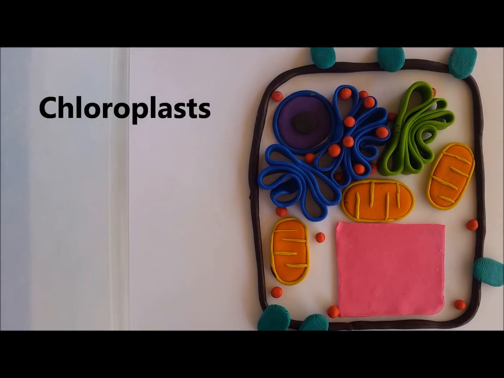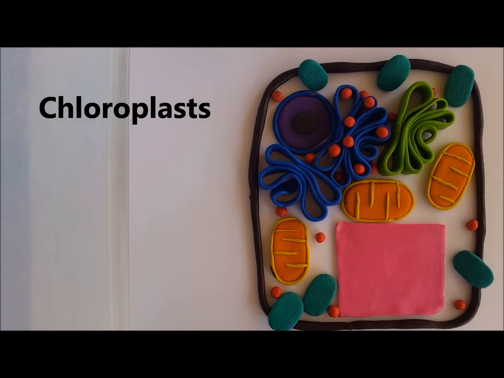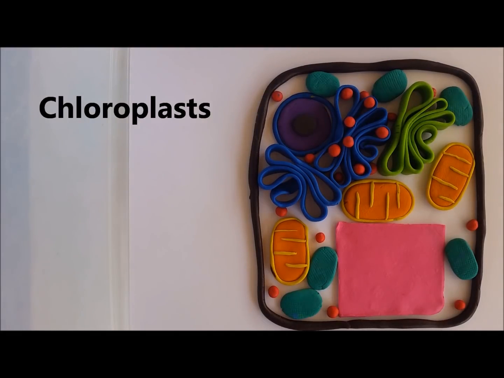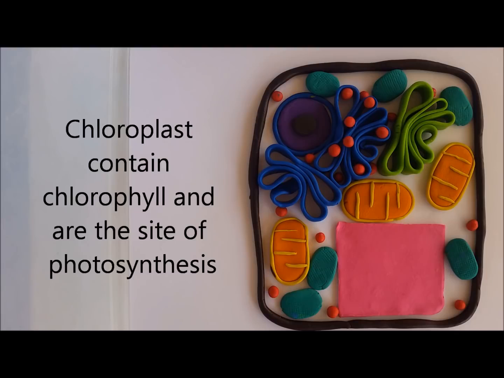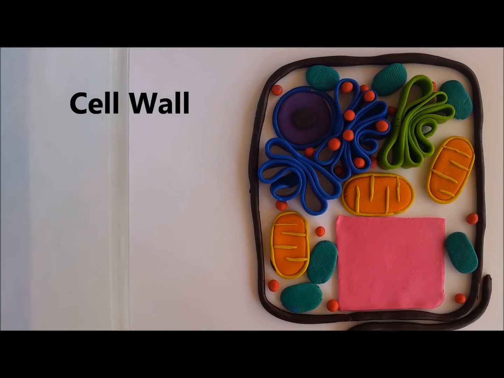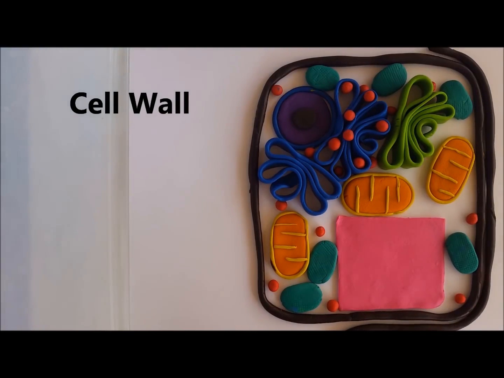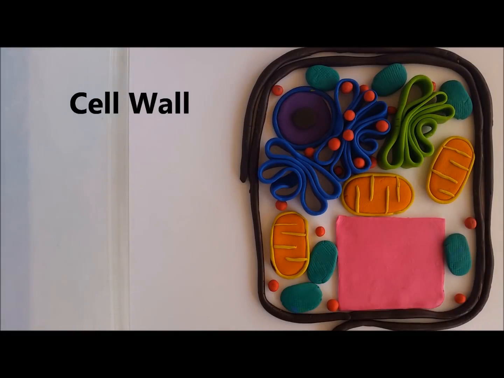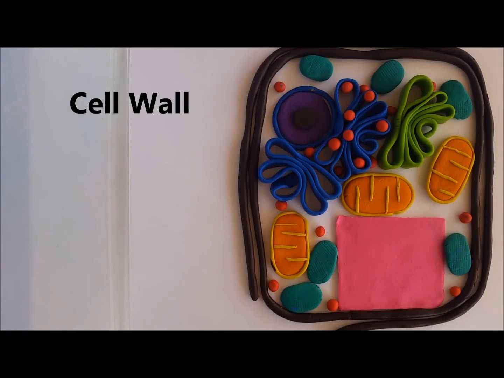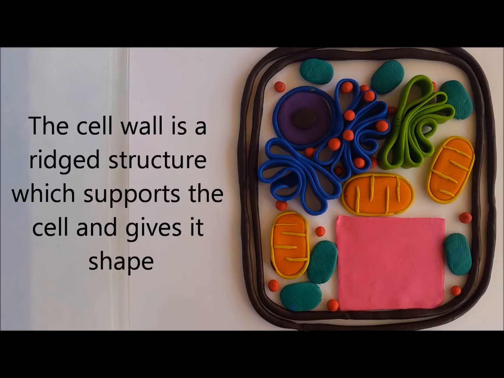Plant cells, however, have two other organelles, the first being a chloroplast, which contains chlorophyll and is the site where photosynthesis takes place. Photosynthesis, as we know, is the process where plants convert energy from sunlight into energy that can fuel the cell. Plant cells also have a cell wall. The cell wall is a rigid structure which surrounds the cell membrane and provides support and shape to the cell.